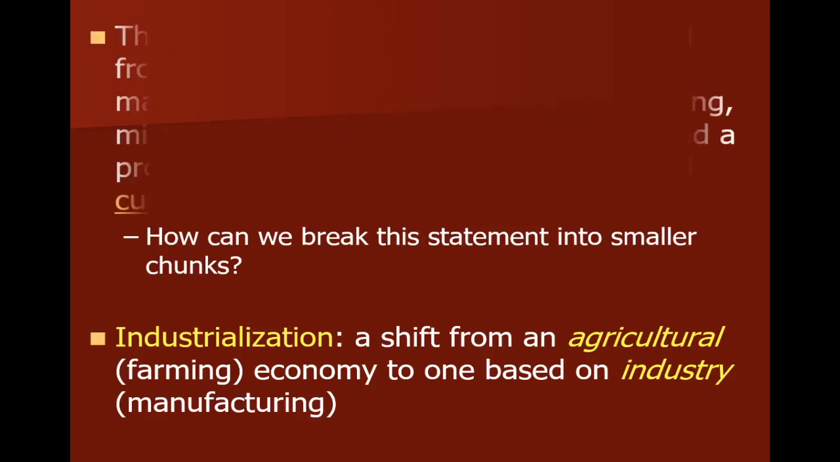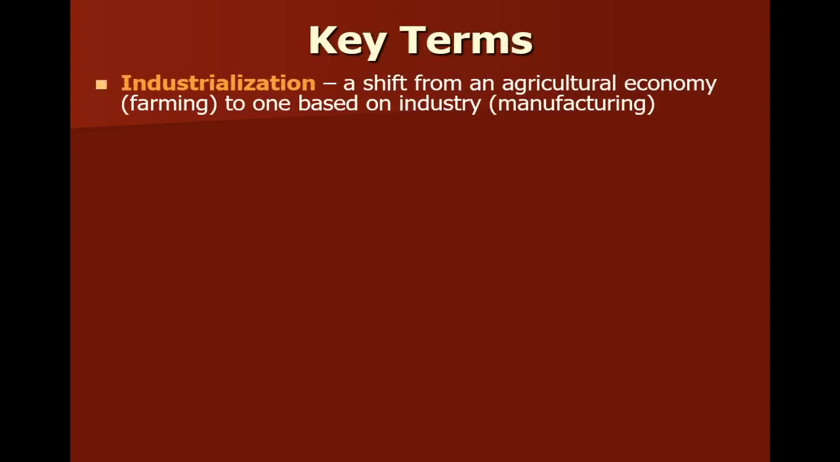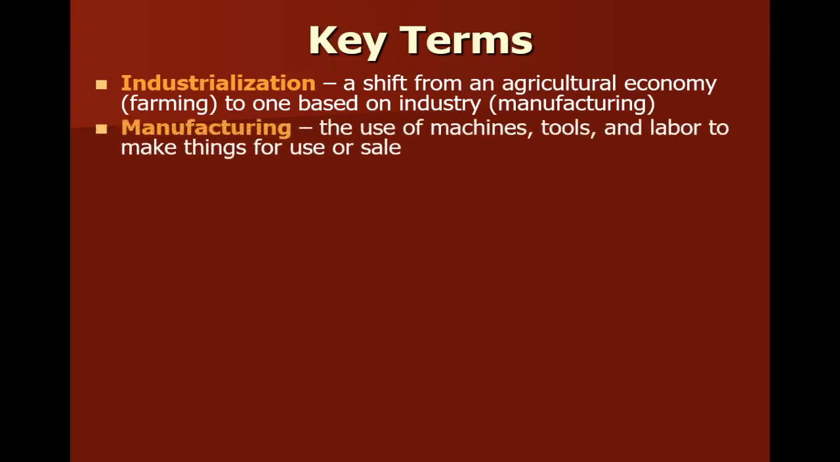And actually, I'm just going to take this over into the next slide because it's just going to be the same thing twice. Okay, so industrialization is a shift from an agricultural economy to one based in industry. Okay, so we were agrarian or agricultural, and now we are based in industry or manufacturing. Okay, so next term, perfect segue into that. Manufacturing is the use of machines, tools, and labor to make things for use or for sale.